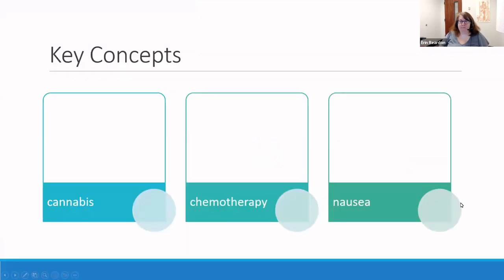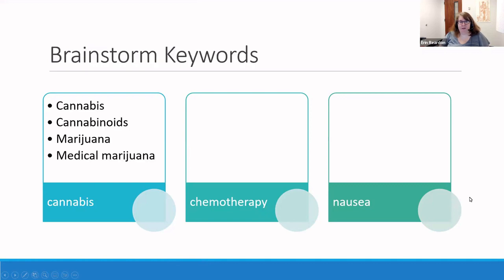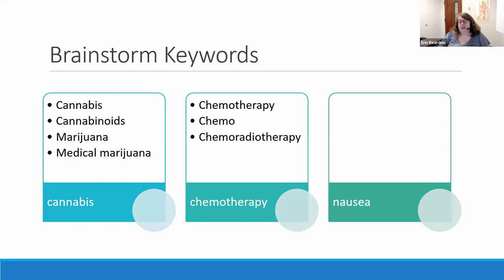So we've got these key concepts, and we want to build out keywords for each of them. We'll start with the first one. We talked about some of the words that could be there: cannabis, marijuana, medical marijuana, cannabinoids. An article might be about the specific element of cannabis that could be helpful in reducing nausea, so that might be a keyword we could use as well. Then I'm going to look at chemotherapy and think of the different ways we could describe it. That might be chemotherapy, chemo, or chemoradiotherapy.